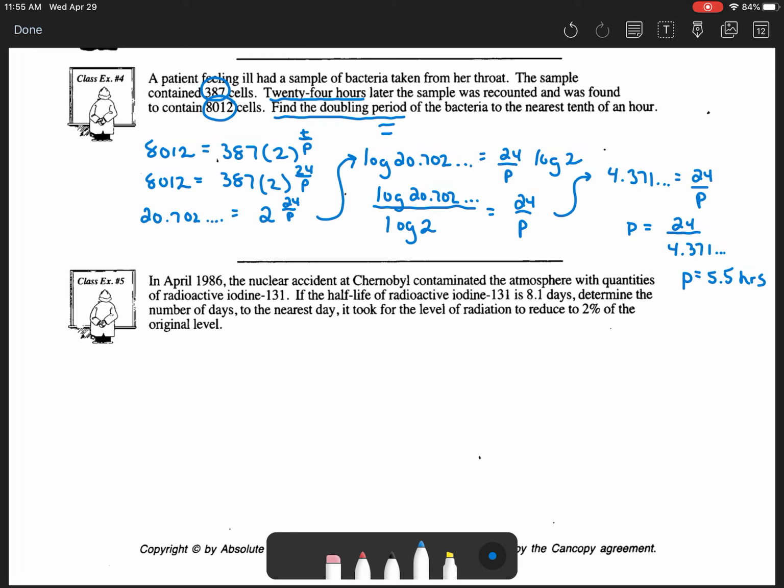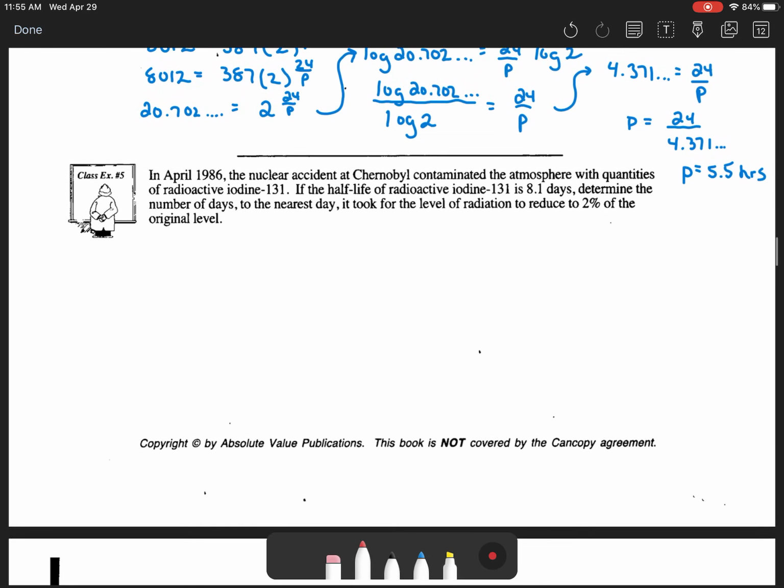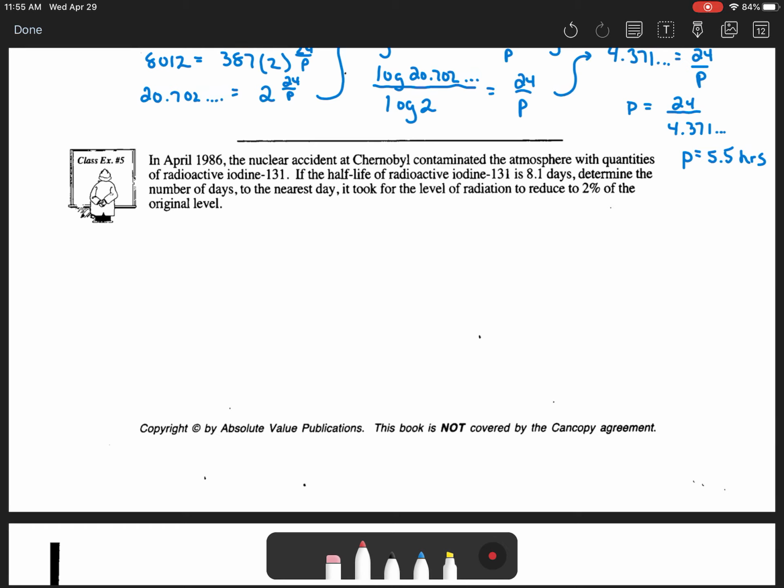Okay, next question. In April 1986, the nuclear accident at Chernobyl contaminated the atmosphere with quantities of radioactive iodine 131. So that's just a type of iodine, radioactive iodine. It's not a value we're going to use in the question. If the half-life, okay, so there's the key phrase. What are they telling you there? Your B value is 1/2.